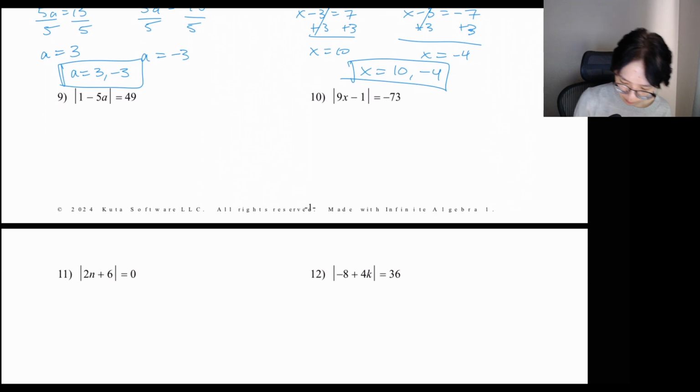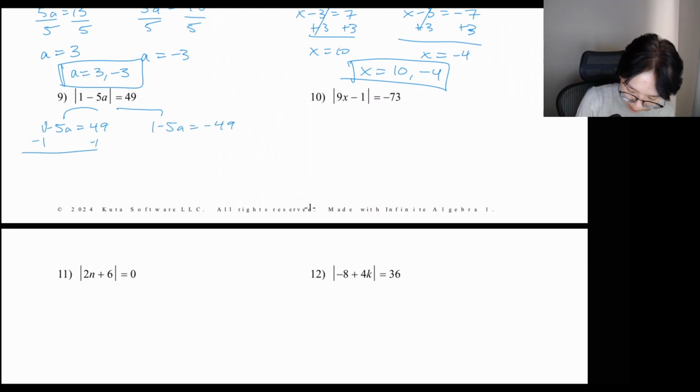Still some absolute values. Two different equations. 1 minus 5a equals positive 49, 1 minus 5a equals negative 49. Minus 1 on both sides. Negative 5a is equal to 48. Divide by negative 5. a is equal to 48 over negative 5 over here.